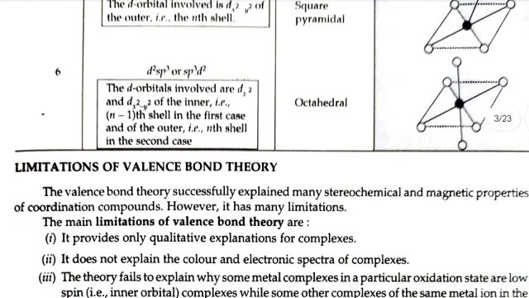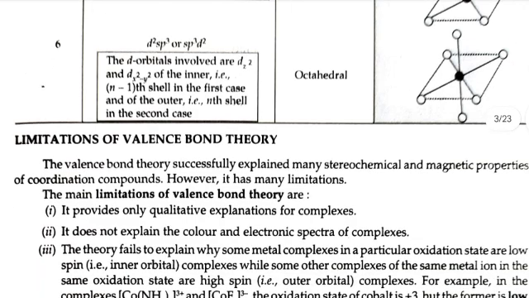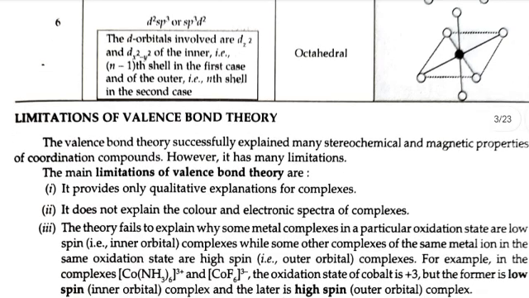Now the limitations of VBT. The valence bond theory successfully explained many stereochemical and magnetic properties of coordination compounds. However, it has many limitations. The main limitations of VBT are: first, it provided only a qualitative explanation for complexes. Second, it does not explain the color and electronic spectra of the complexes.